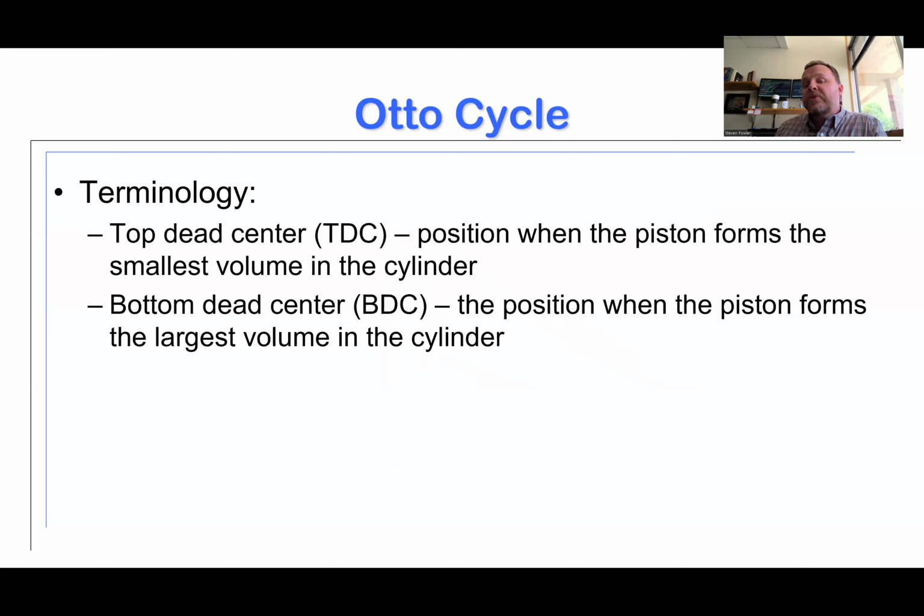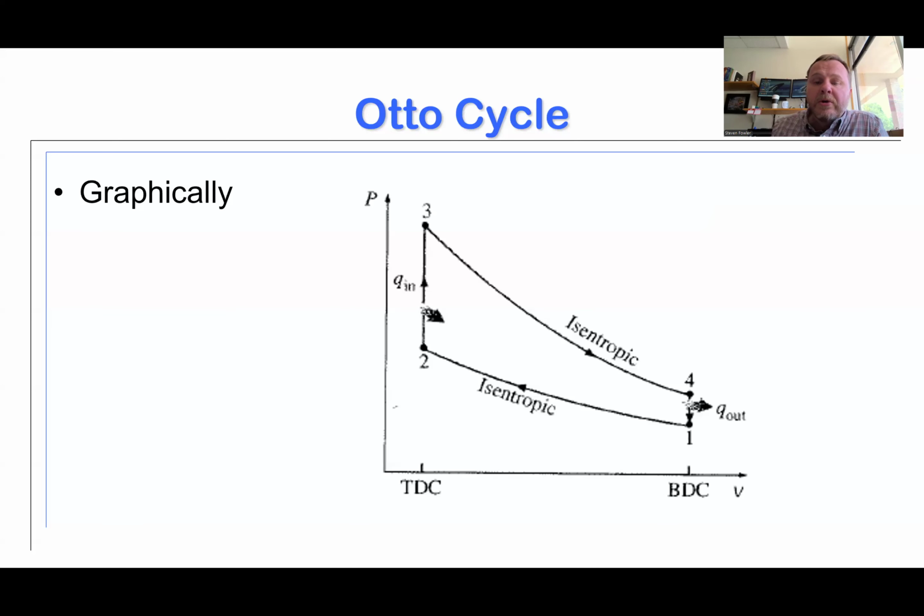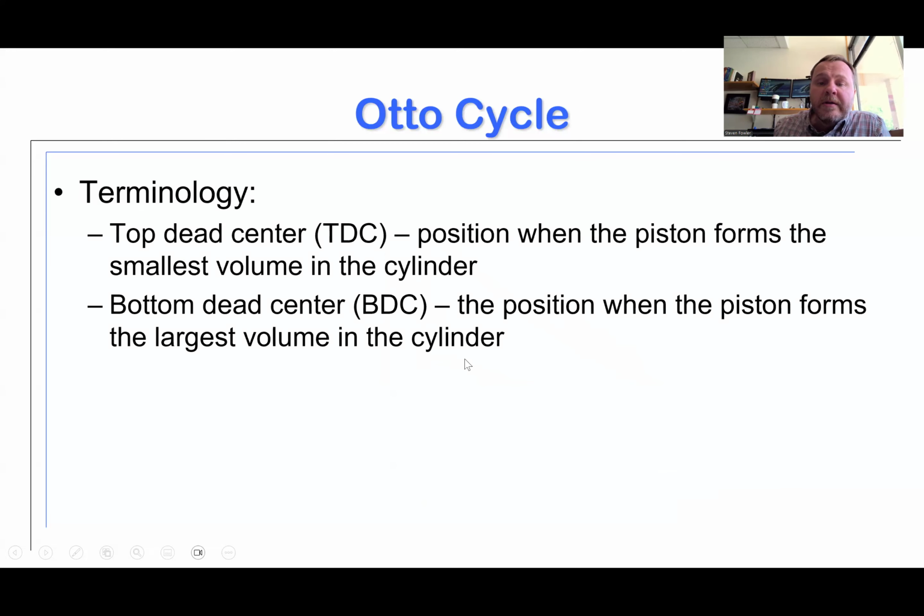So top dead center and bottom dead center. If we go back and look at the Otto cycle diagram, notice there's BDC and TDC showing up on the volume axis. It's referring to these two situations here. Top dead center is when the piston forms the smallest volume in the cylinder. And bottom dead center is when the piston forms the largest volume in the cylinder.